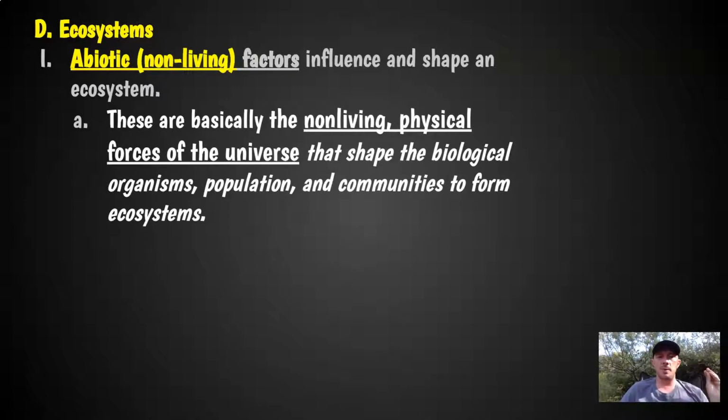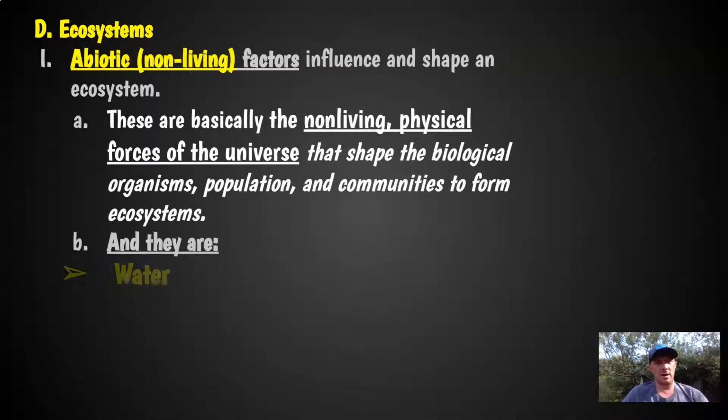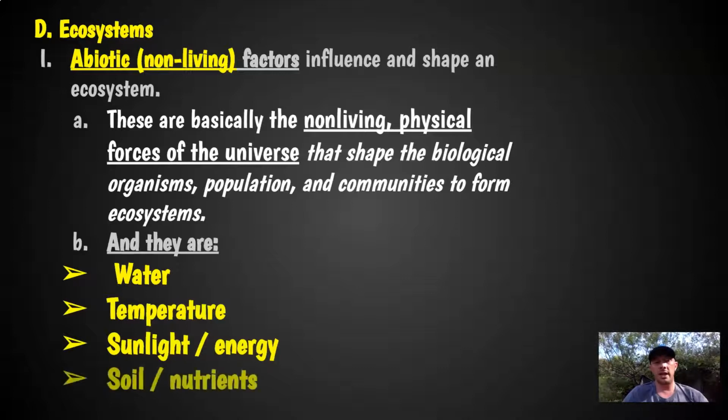And these shape not just communities, not just populations, but they shape individual organisms. Over time, as populations change, individuals within that population will change over time, or the population will change. Anyway, we can get into that when we cover evolution. The main four abiotic factors are water, temperature, sunlight energy, and then soil nutrients. These are the things here on planet Earth, and really on any other planet in the solar system, that would affect living things the most.